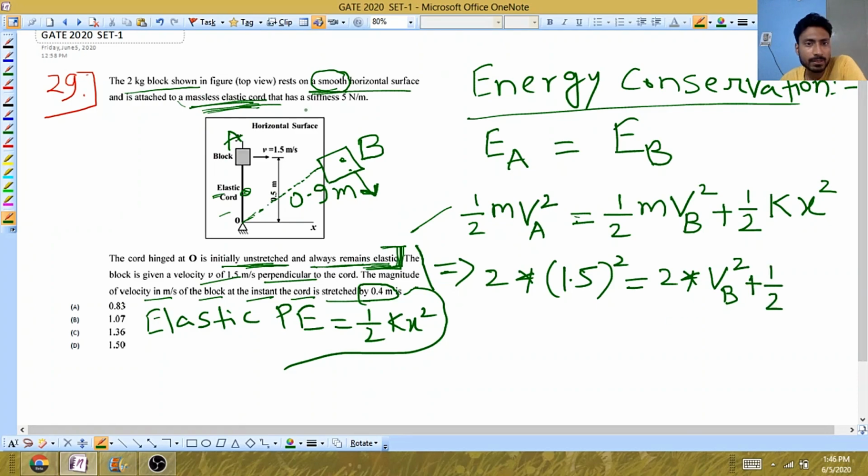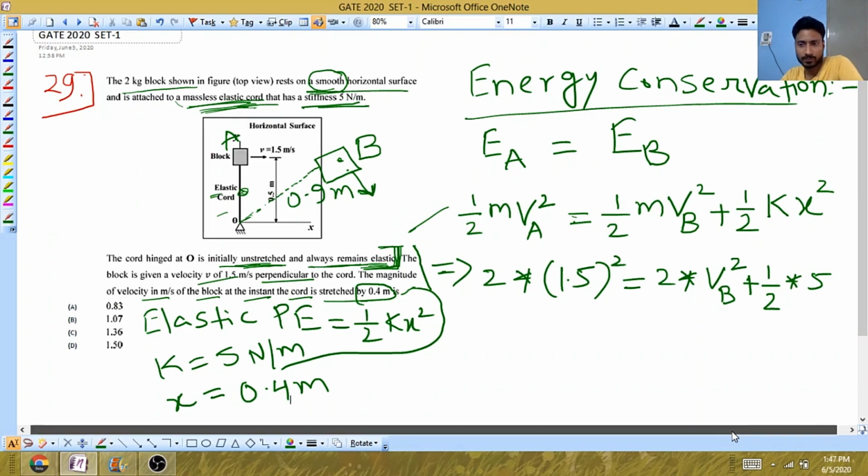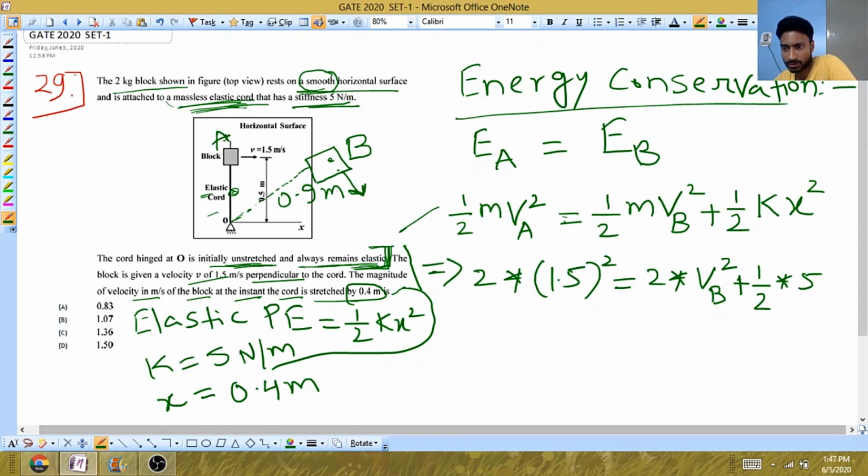Plus, as they have given the value of stiffness, that is K equals 5 Newton per meter. And what is X? X is basically the elongation or deformation they have given. They said that the cord is stretched by 0.4 meter from the mean position or the natural position. So this will be 0.4 square.